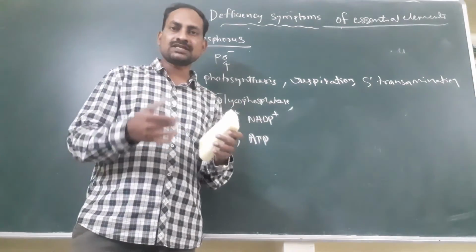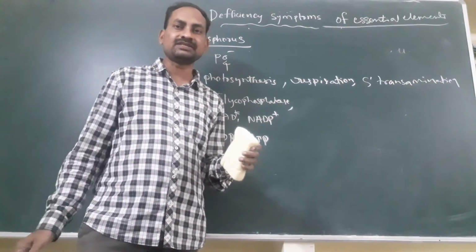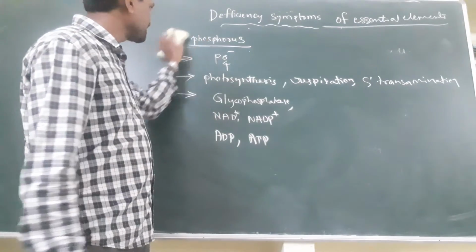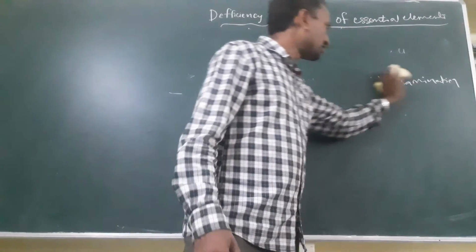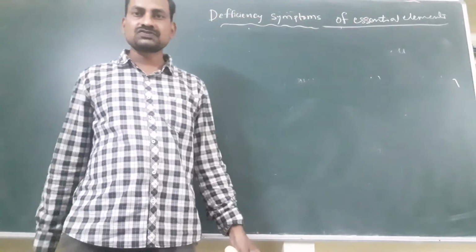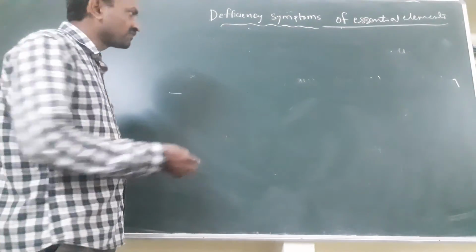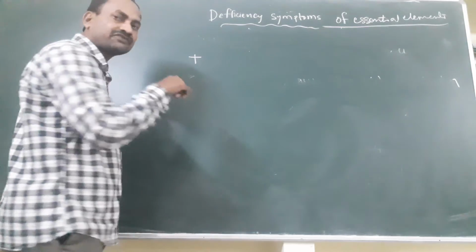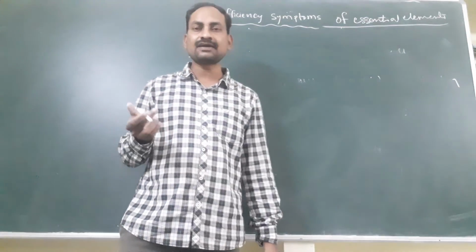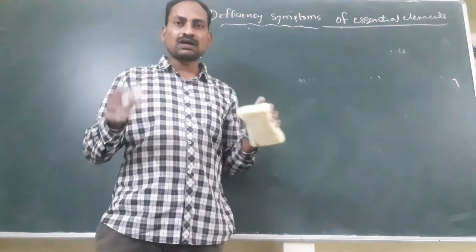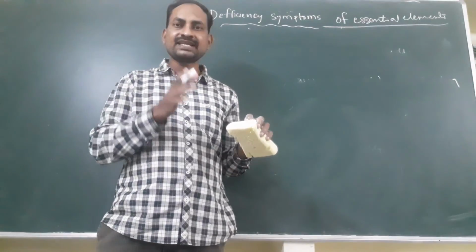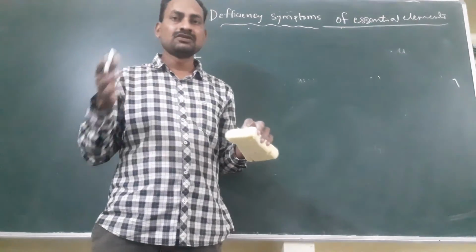So after nitrogen, phosphorus is a very important element. And next one is potassium. Potassium is required for the opening and closing of stomata. And it is also required for the acid-base balance in the plant cells. So the osmotic concentration of the cell is mainly regulated by the concentration of the potassium.